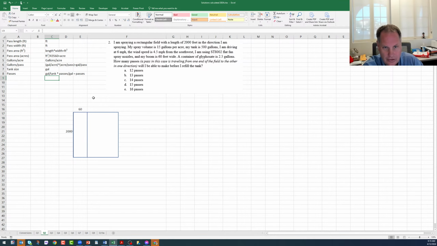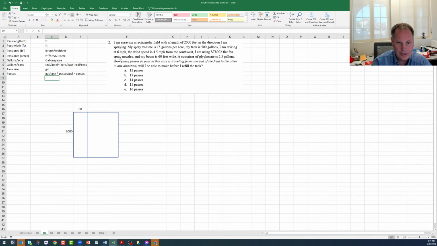I'm spraying a rectangular field with a length of 2,000 feet in the direction I'm spraying. My spray volume is 15 gallons per acre. My tank's 500 gallons. I'm driving, etc., etc. My boom's 60 feet wide, and a container of glyphosate is 2.5 gallons. This is one that has both useful and extraneous information. And the nice thing is, next year I could use the same question and just use parts of this that now become useful that are currently not useful.